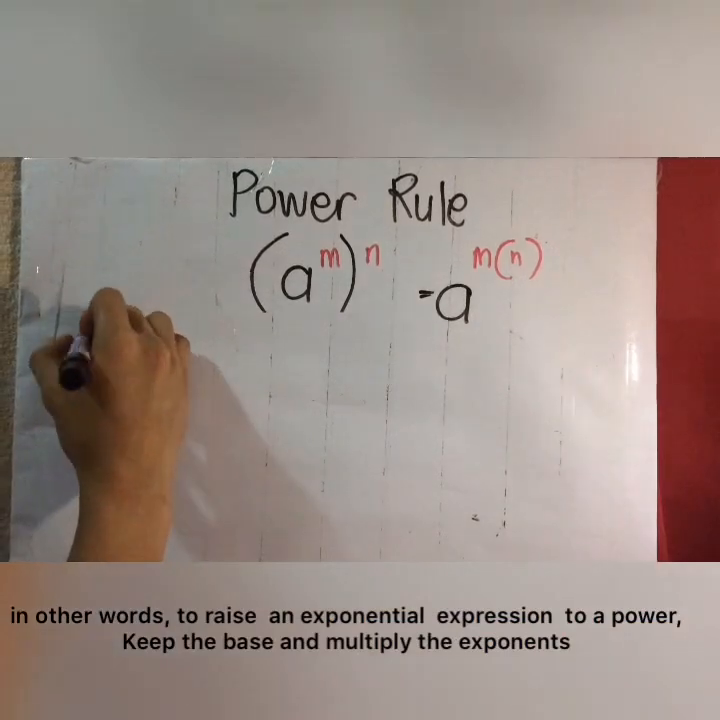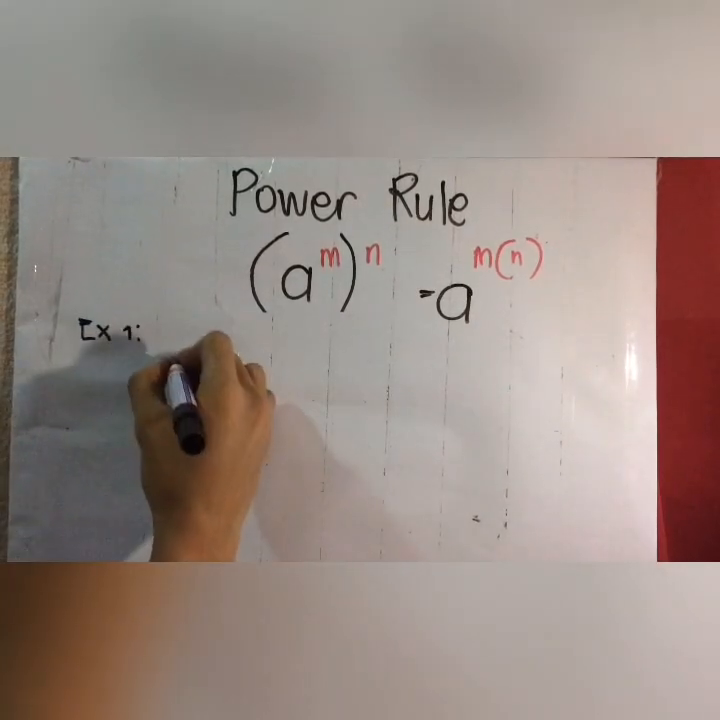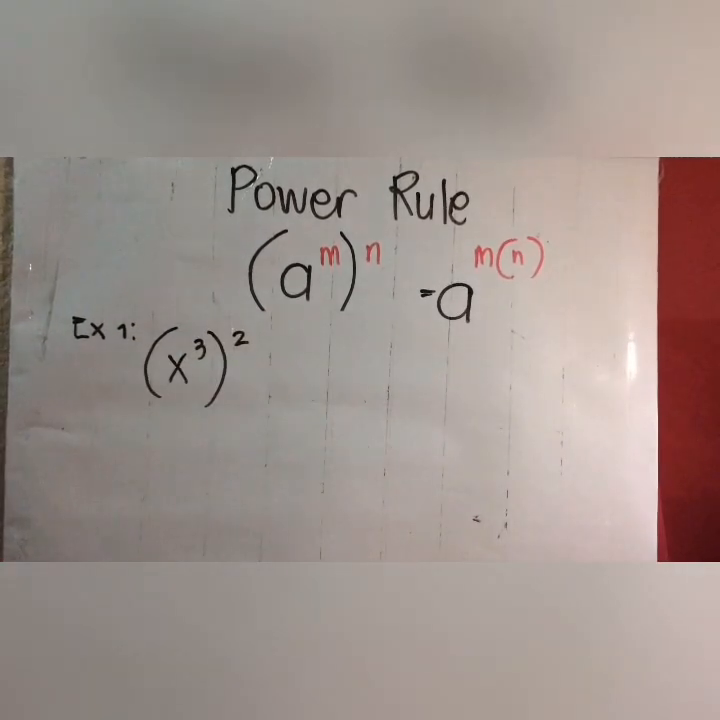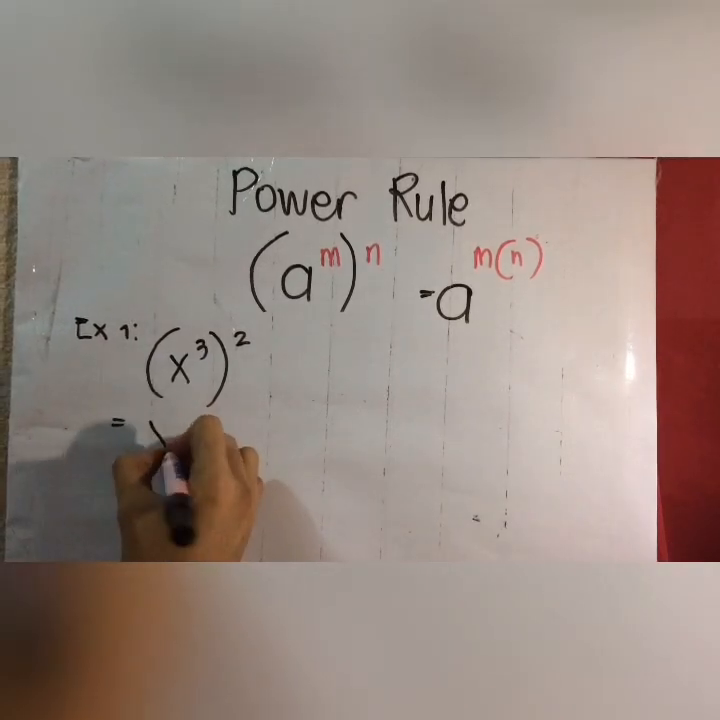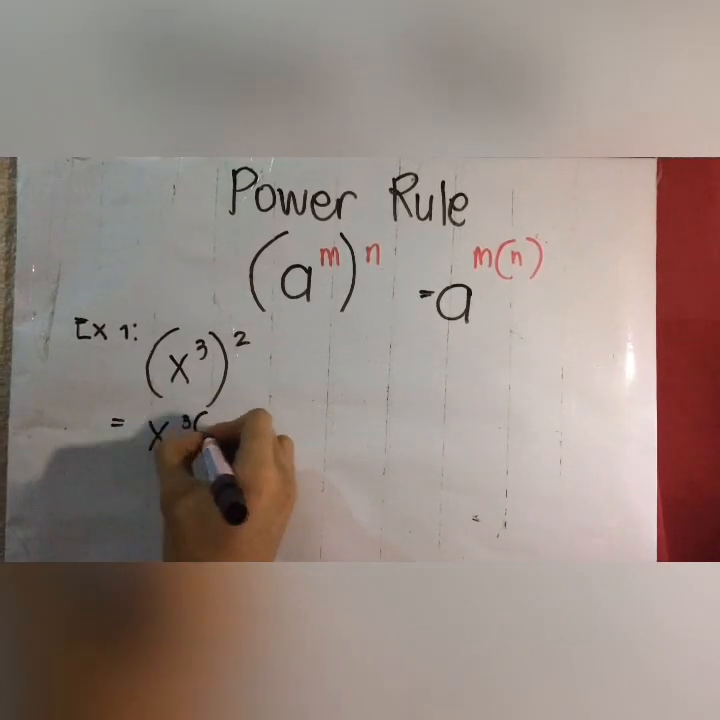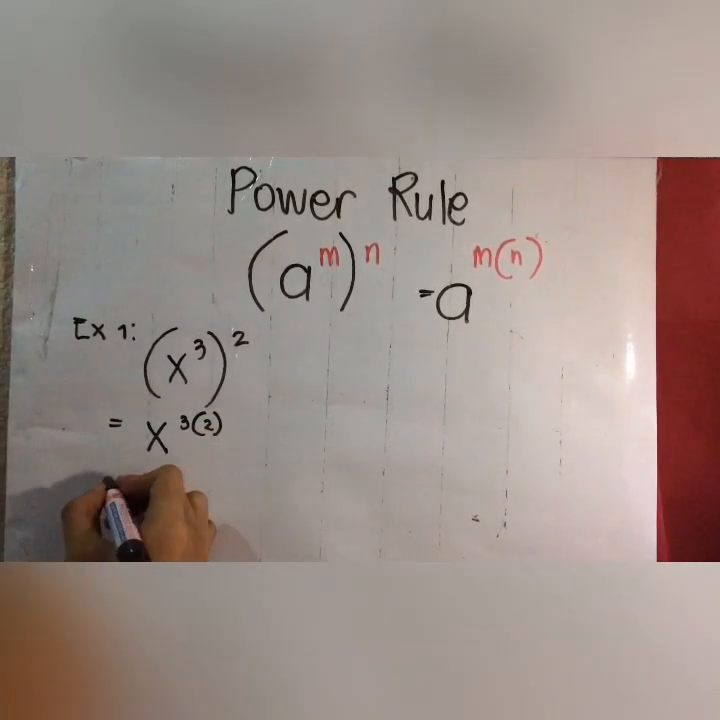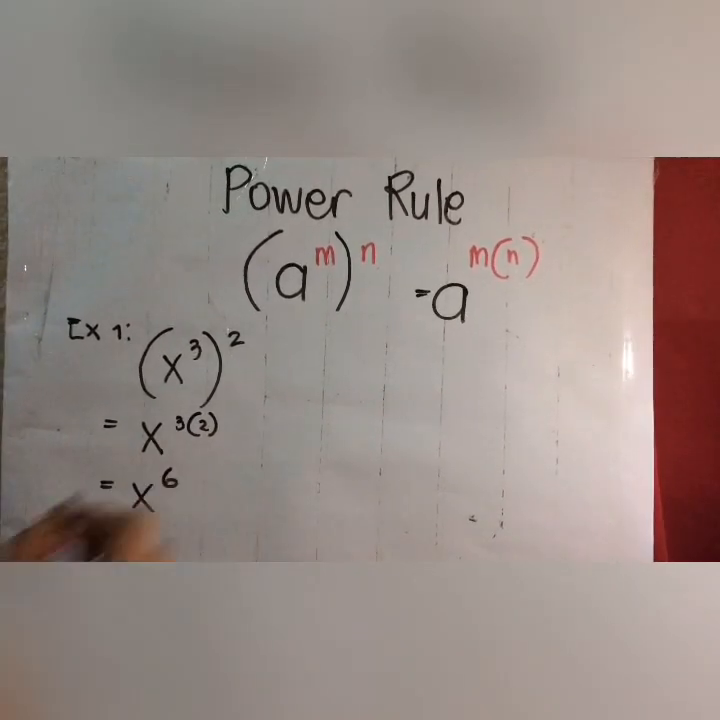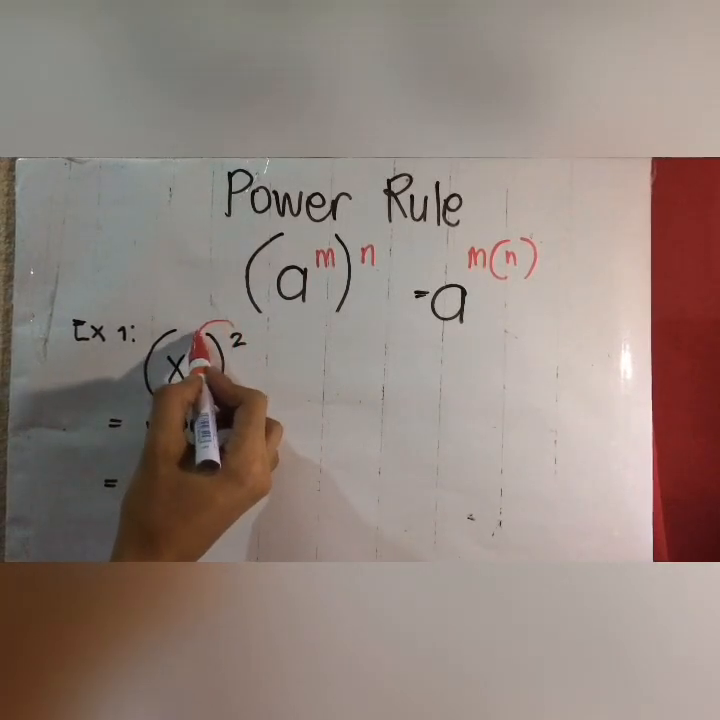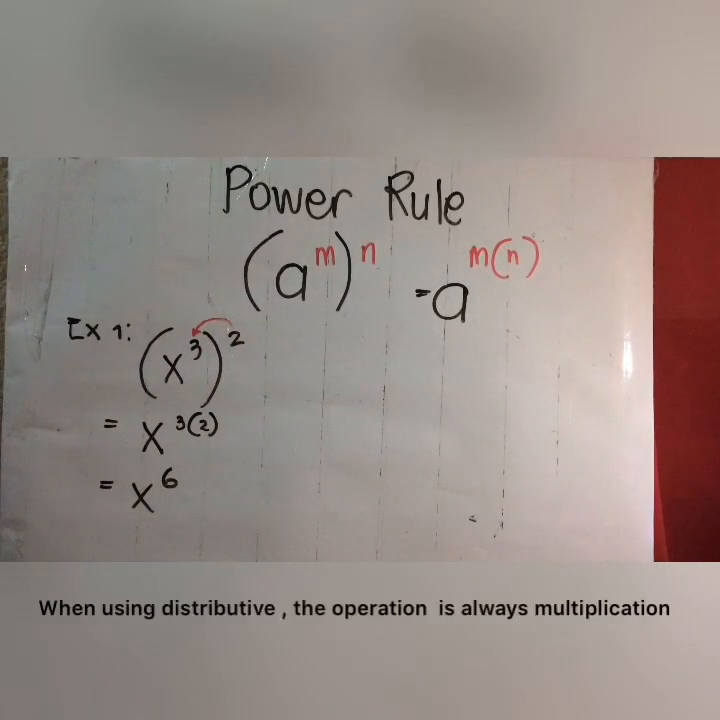Say, for example, x to the power of 3, powered by 2. To apply the power rule, we have to keep the base x and multiply the two exponents. We have 3 times 2, which is just equal to x to the power of 6. Or it is just like saying distribute 2 to 3, because we all know that the operation of the distributive property is always multiplication.